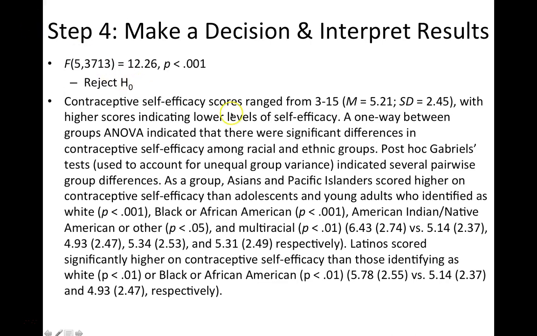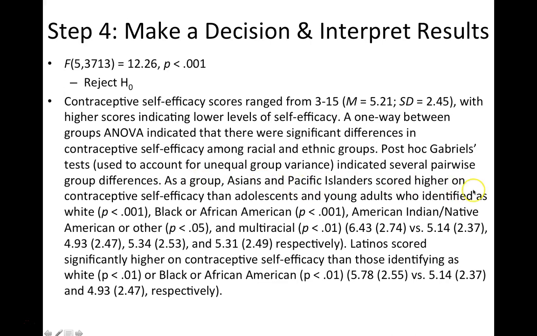So what we can say here is that contraceptive self-efficacy scores range from 3 to 15. This is exactly what we said when we talked about the t-test last time. Higher scores indicate lower levels of self-efficacy. So again, we have to think about flipping that around here. And so a one-way between groups ANOVA indicated that there were significant differences in contraceptive self-efficacy among racial and ethnic groups. We could put our total F here if we wanted to. And then post hoc Games-Howell tests, used to account for unequal group variance, indicated several pairwise group differences.